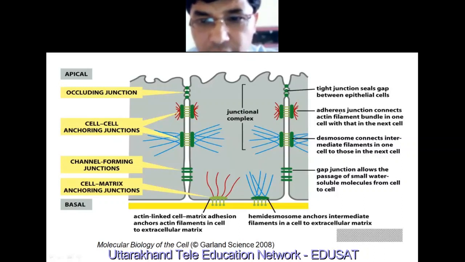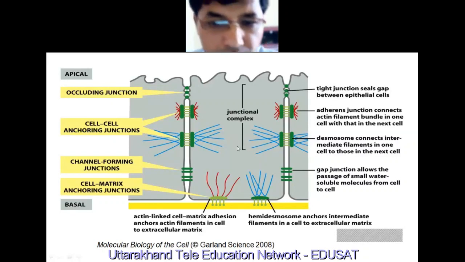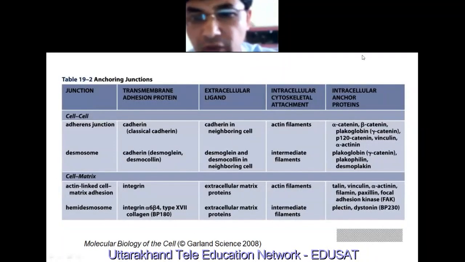Plasmodesmata are the channel forming junction in plants. Okay, we will go to the next part. Now this is very important for you.